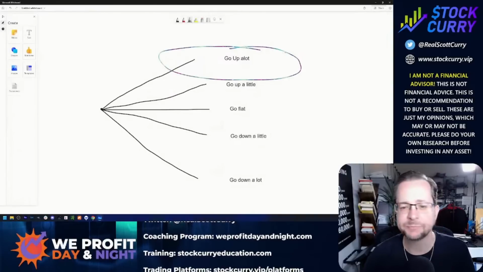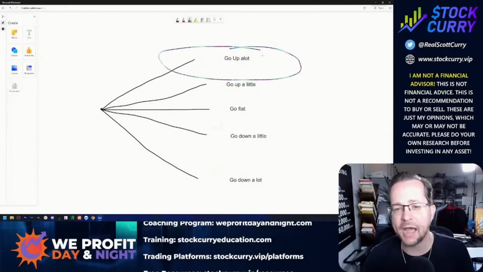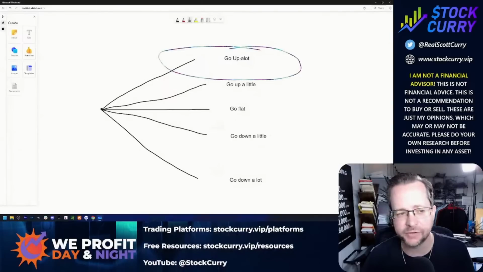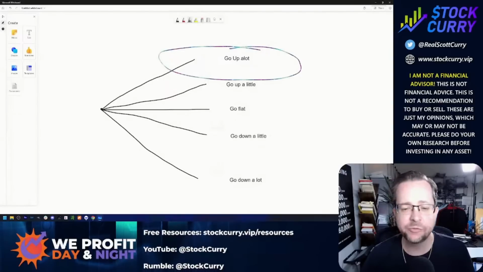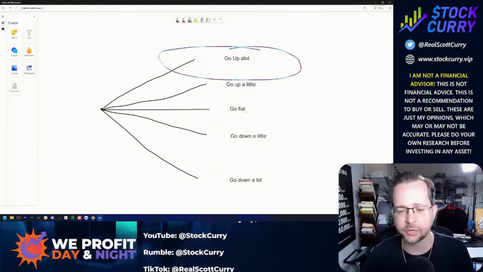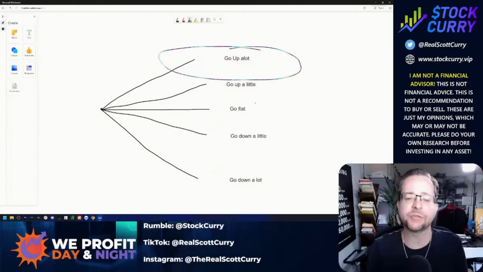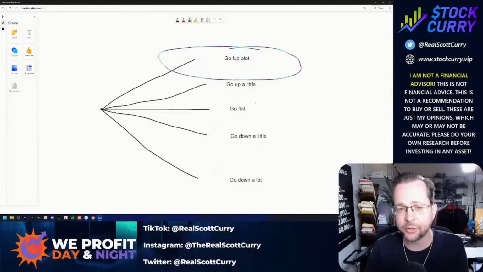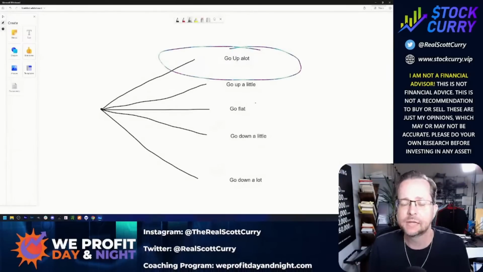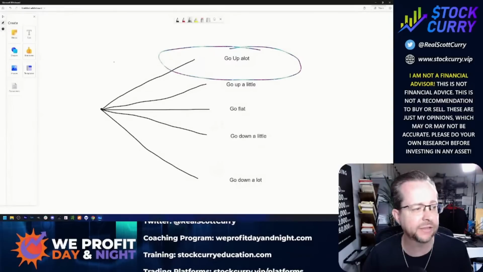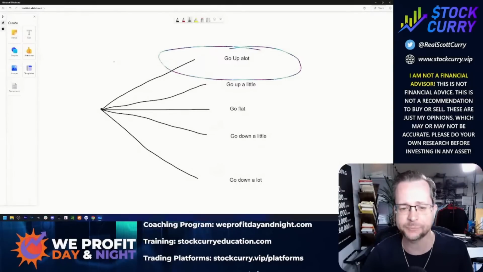Anyway, when you buy a call option, there's only one way to make money, and that's if it goes up a lot. If it goes down, obviously you're going to lose. If it goes flat, you're going to lose. Even if the stock goes in your favor and goes up a little bit, you still lose money because of time decay and volatility and all these other things that are priced into an option.